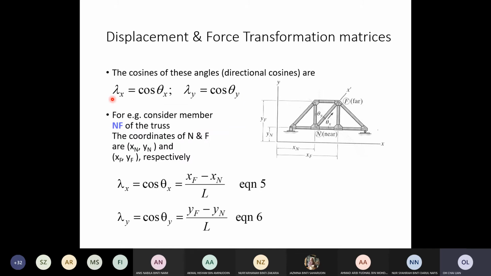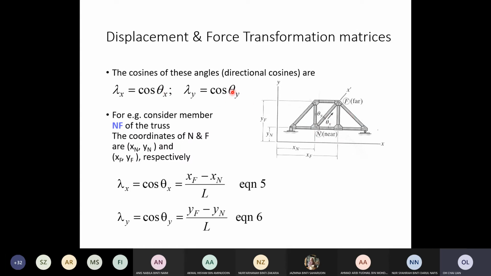You need to find the lambda x, which is cos theta x, or lambda y, which is cos theta y. This theta x and theta y refer to your element. Let's say this one. If you look at this element, this arrow means that you have a near end and you have a far end. So theta x will be this angle to the global x axis, and theta y will be the angle of this element to the vertical, the y axis. If the arrow is going oppositely, you have a negative value for this.